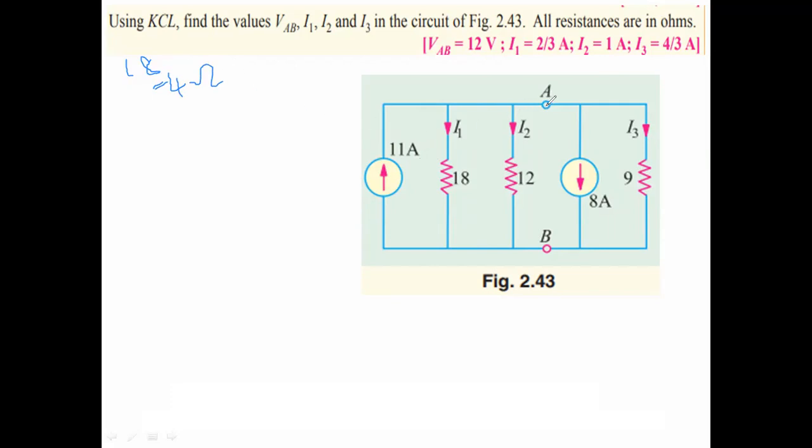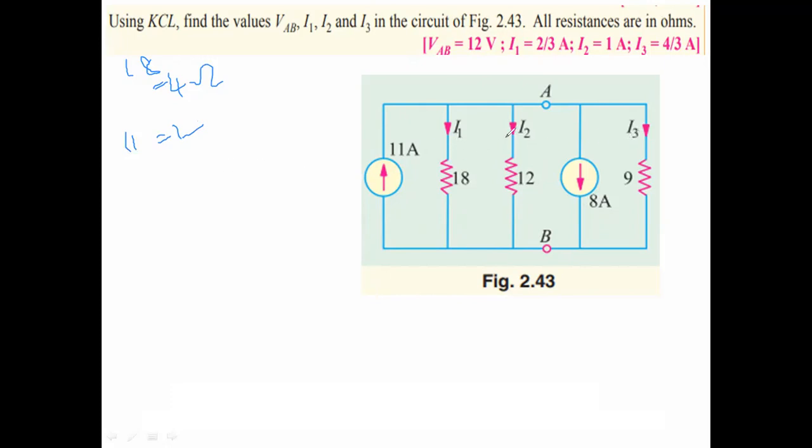Okay, and at this point of the junction, this is the entire junction, what are the incoming currents and what are the outgoing currents? That is the KCL. By applying the KCL law, 11 amperes is the incoming current and all are outgoing currents, leaving the junction. So that is equal to I1 plus I2 plus I3 plus 8 amperes.